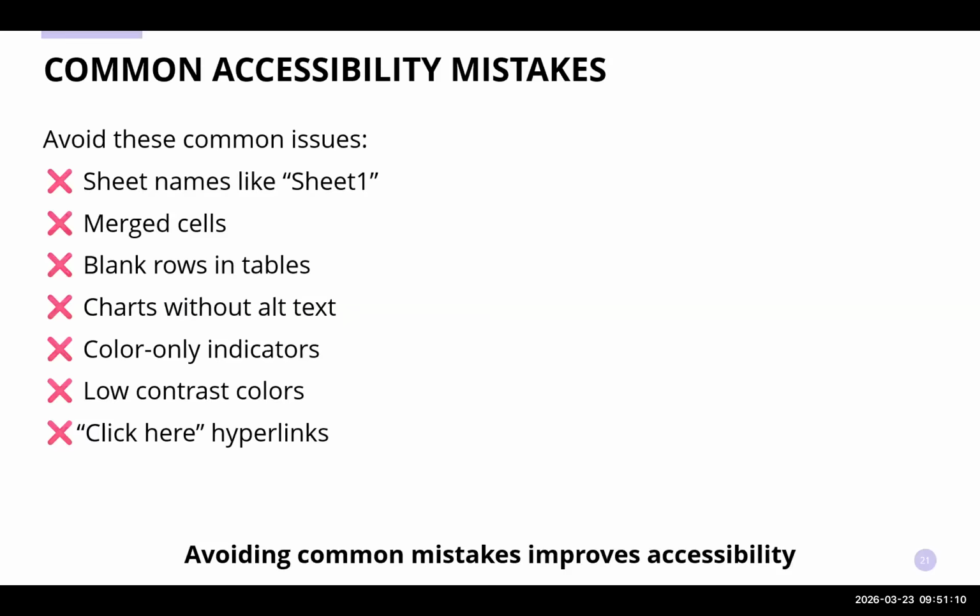Now that we have covered the best practices and tools, let us take a moment to summarize some of the most common accessibility mistakes in spreadsheets. We've definitely discussed all these points in our earlier slides, but seeing them together here as a quick reference will definitely help reinforce what to avoid. First, using sheet names like Sheet1 or Sheet2, which give no context about the content. Always use descriptive names so that anyone opening the workbook knows what each sheet contains.